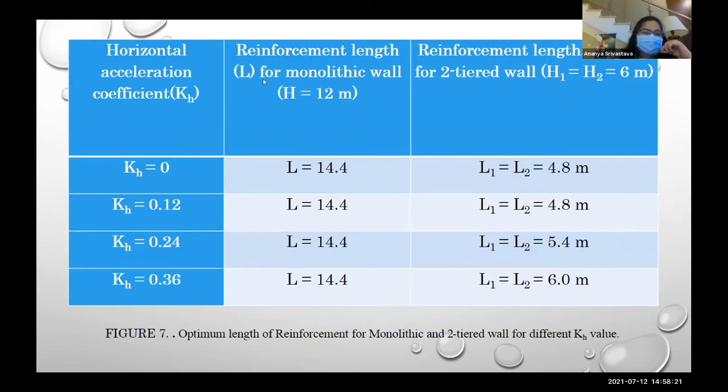So I varied all these reinforcement lengths, where H was 12 meters for the monolithic wall, and for the two-tiered wall, H1 and H2 both have 6 meters. At KH equal to 0, I gave the reinforcement length as 14.4, which is 1.2H. Then I gave L1 and L2, the reinforcement lengths for the two-tiered wall, as 4.8 meters each. As KH was increased, I also varied my reinforcement length for the wall system. For the monolithic wall, it was kept constant, but for the tiered walls, it was increased.